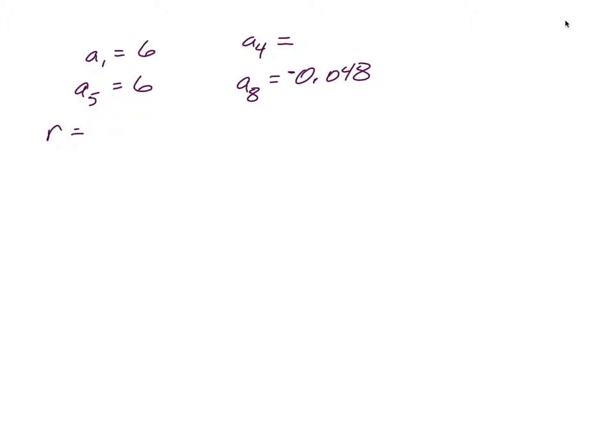Alright, now that we've done that, which formula do we want to use to figure out r? The top one, the explicit formula. Very good. So all I have to do is plug in. -0.048 equals 6 r to the n minus 1. What is n? 4. So 4 minus 1 gives me 3.